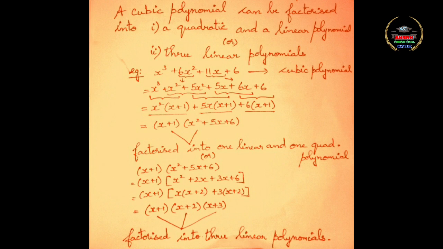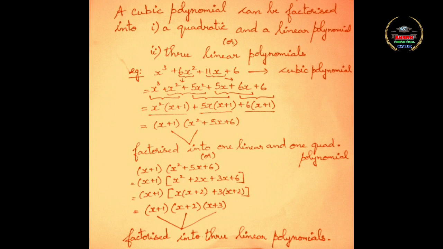Now in the case of a cubic polynomial, it can be factorized into a quadratic polynomial and a linear polynomial, or it can be factorized into three linear polynomials. That is, it can be written as a product of a quadratic polynomial and a linear polynomial, or a cubic polynomial can be written as a product of three linear polynomials. I will show you both in the example which is given there. Let us take the cubic polynomial x cube plus 6x squared plus 11x plus 6.